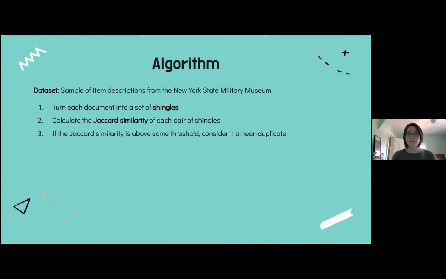All right, so the algorithm that we're going to be looking at: we're going to take a sample of item descriptions from the New York State Military Museum. To simplify things, we're just going to look at the item description. So we're not going to look at the subjects or the titles or any other information about it. We're just going to look at the description field. And we're going to turn each document into a set of shingles, calculate the Jaccard similarity for each pair of shingles, and then set a threshold and say if the Jaccard similarity is above some threshold, we're going to consider it a near duplicate. And if you don't know what these words, shingles and Jaccard similarity, mean, then I'm going to tell you right now.